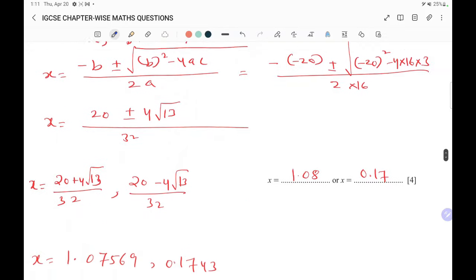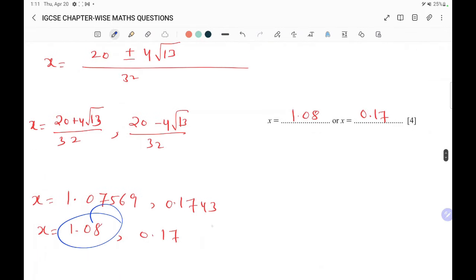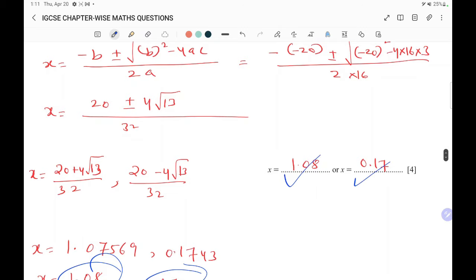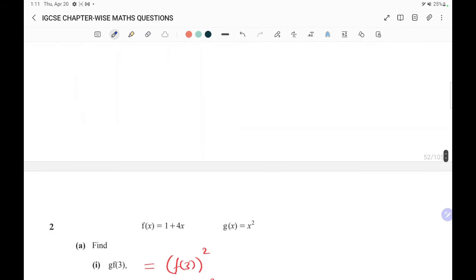Just use it precisely to get these two answers. Okay, I have already written all the steps. You can just go ahead with that.